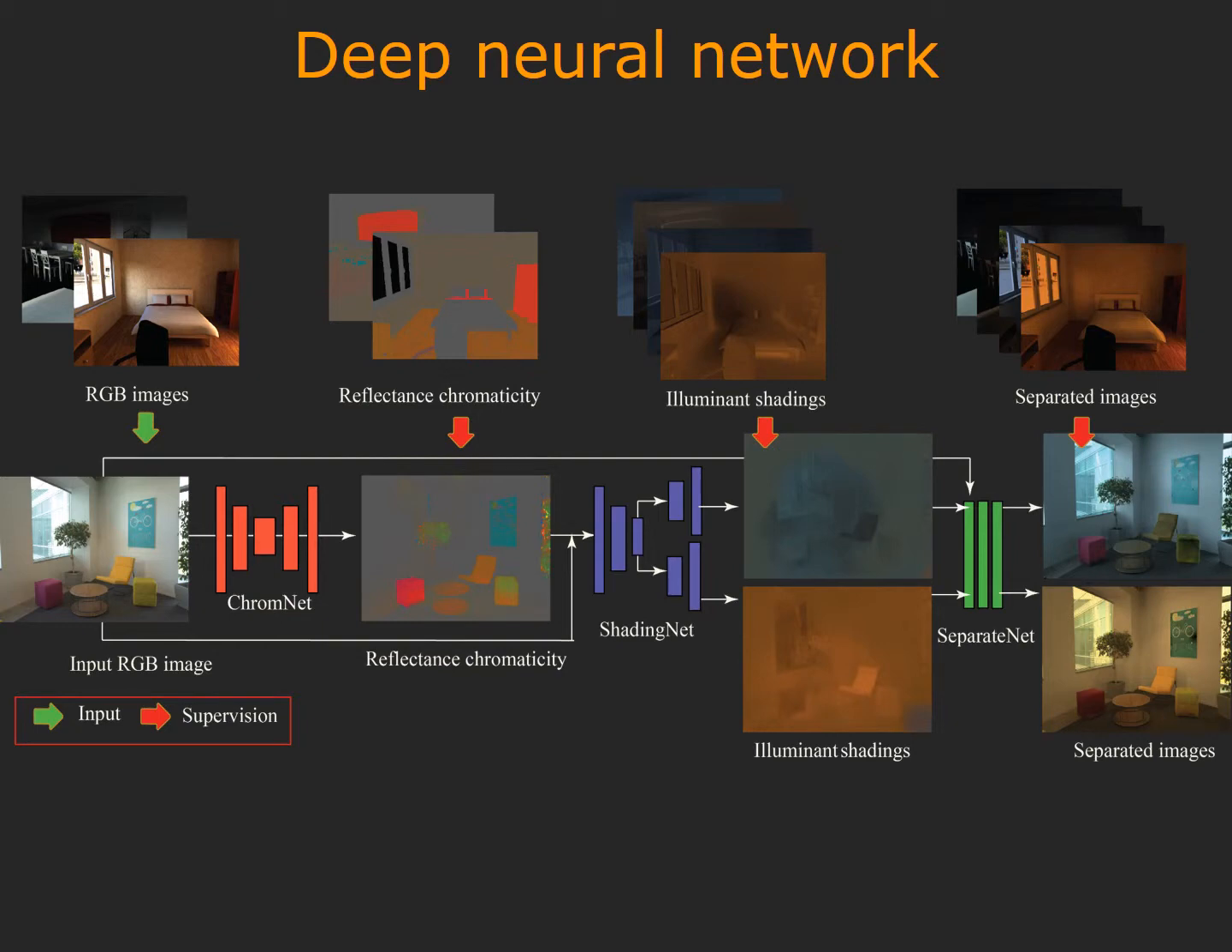To solve this problem, we train a deep neural network to predict the per-pixel reflectance chromaticity of the scene, which we use in conjunction with a previous flash-no-flash image-based separation algorithm to produce the final two output images. In particular, our network consists of three subnetworks that produce the reflectance chromaticity, illuminant shadings, and the separated images respectively. We supervise the outputs from the three subnetworks.